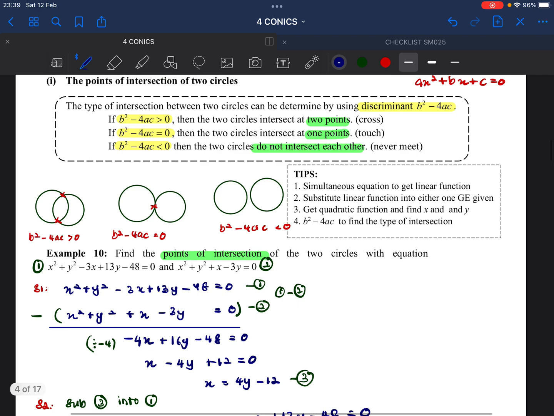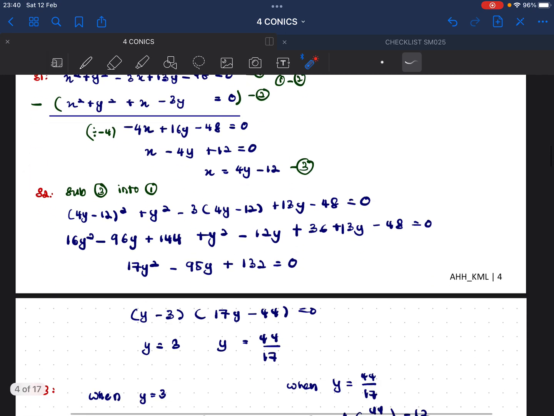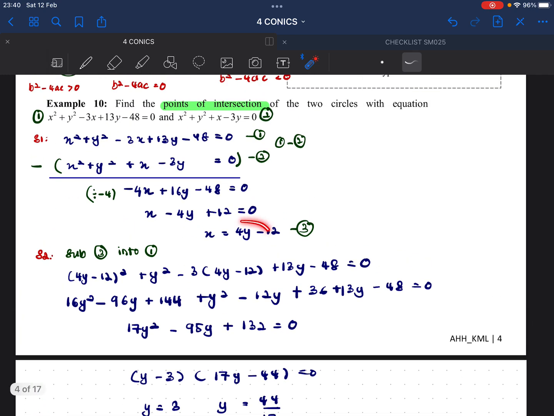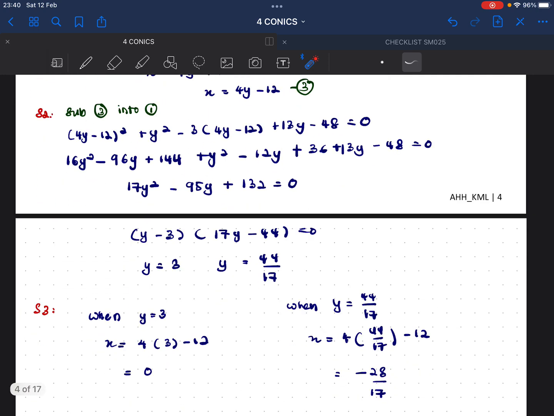Okay, so let's recap. You want to find the point of intersection. You have two circles, so you have two equations of circles. The first step is simultaneous: do elimination, equation 1 minus equation 2, and you'll get a linear equation. Second step, substitute the linear equation into either one of the equations. You'll get a quadratic equation. When you have the quadratic equation, you can find the value of y and the value of x.